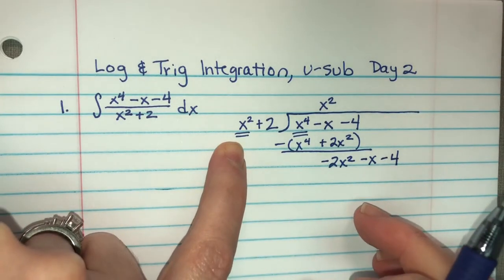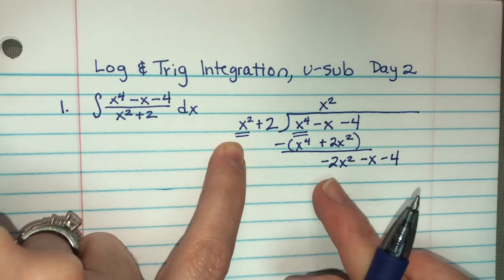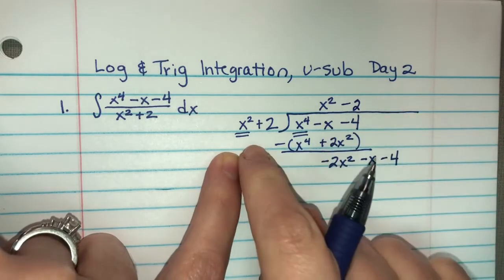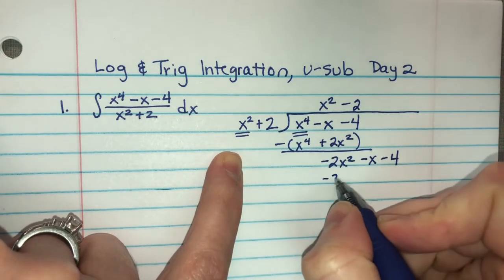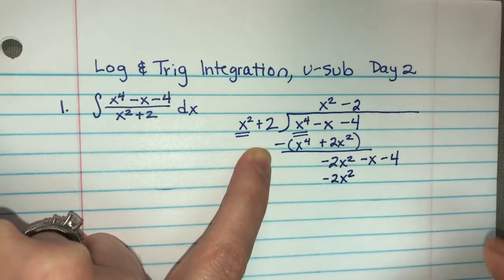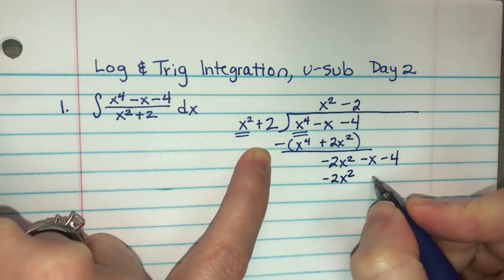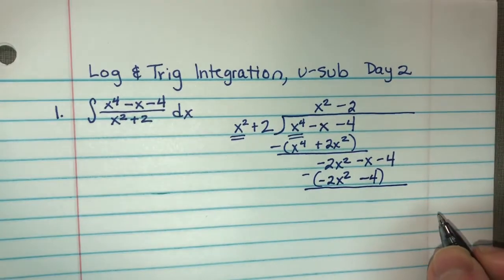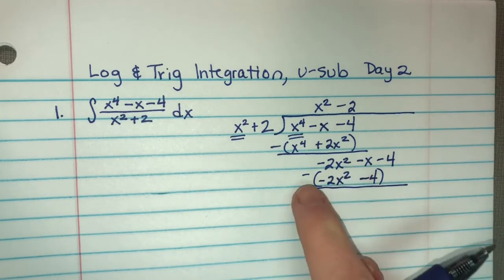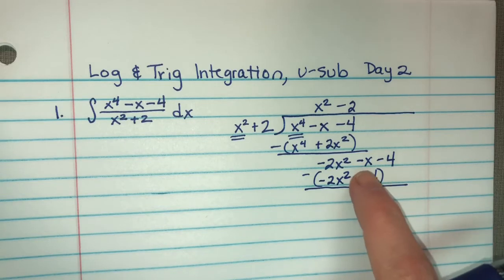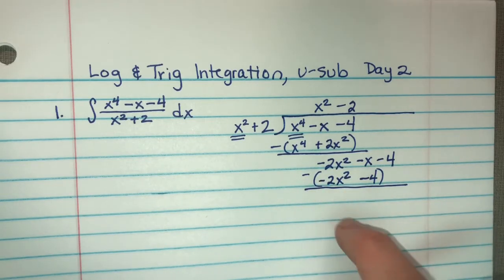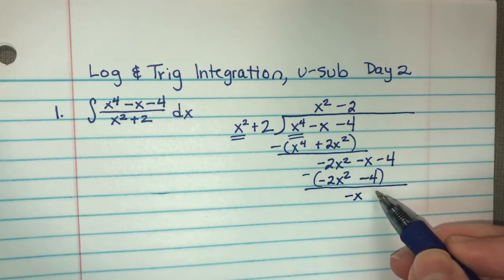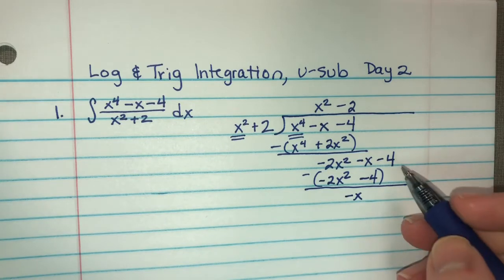So what would you multiply the x^2 by to give you a negative 2x^2? That'd be a negative 2. So negative 2 times x^2 gives us negative 2x^2. And negative 2 times positive 2 gives us a negative 4. So we are going to subtract this, just like we did before. Negative 2x^2 minus negative 2x^2 is 0. Negative x minus, we have no linear term here, so it's like 0, gives us negative x. And negative 4 minus negative 4 is negative 4 plus 4, which is 0.